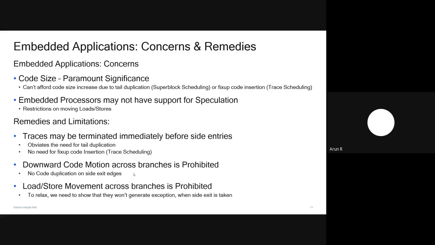The second thing is, if we prevent downward motion across side exits, then we can avoid code duplication at side exit edges as well. The third restriction is that we avoid motion of loads and stores across their original basic blocks. This means our program will always be correct. If we have to relax this restriction, then we have to show that they won't generate an exception when the side exit is taken. With these restrictions, we did an implementation in LLVM.